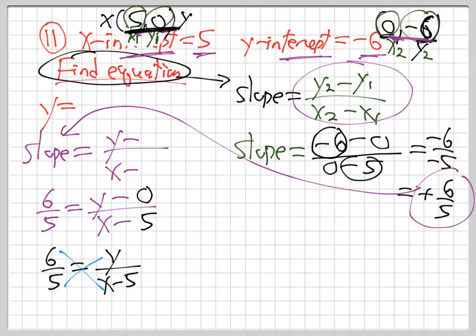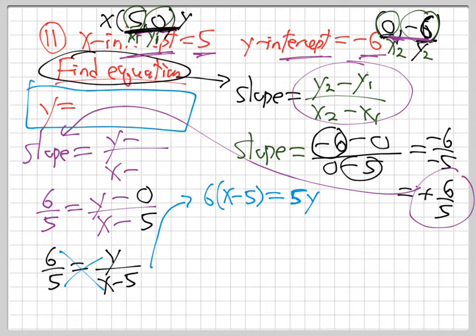Now we cross multiply. 6 times x minus 5 is 5 times y. Diagonal, diagonal. Am I losing you? You see what happened there? Y take away nothing is just y, isn't it? And then I go diagonal, diagonal. And I'm almost done. See on this one, they want me to get y alone. So let me distribute here. 6x minus 30 is 5y.